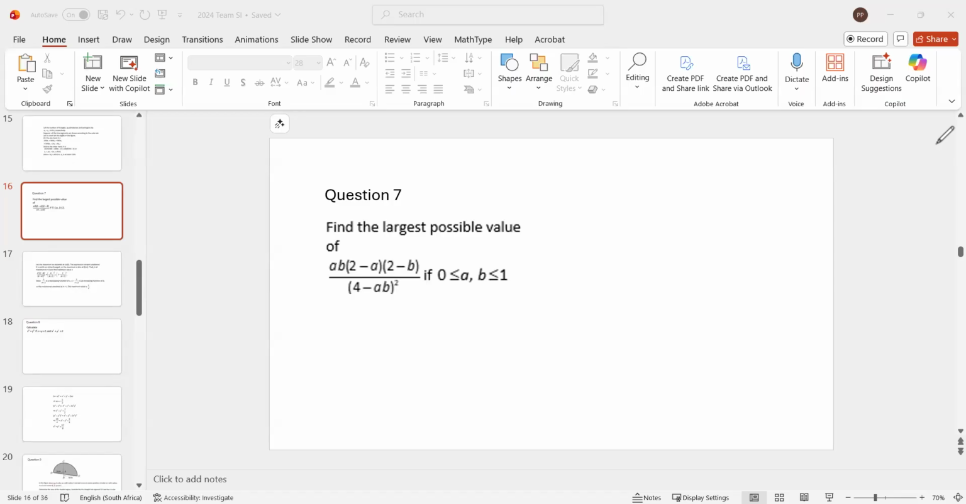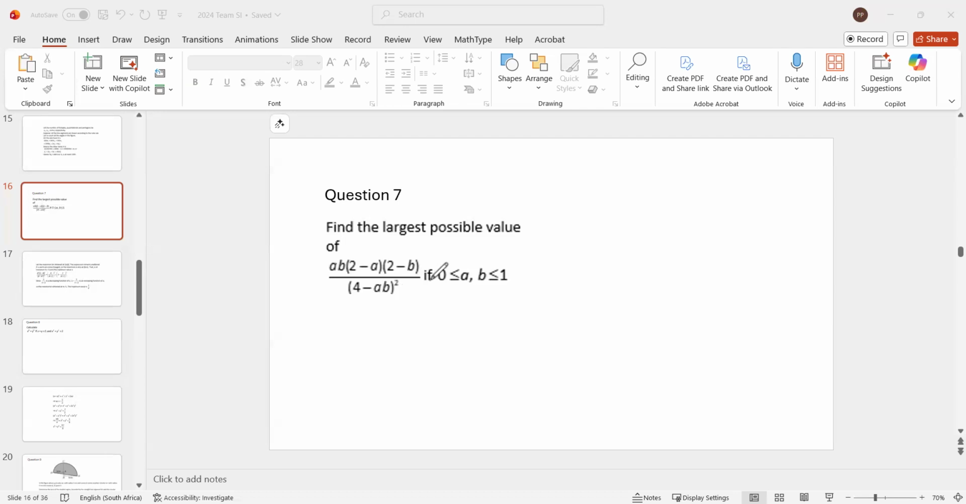We move on to question 7, which reads the following. Find the largest possible value of an expression, a fraction involving a and b. It's also said that the values of a and b are bounded: a is greater than or equal to 0, and b is less than or equal to 1.